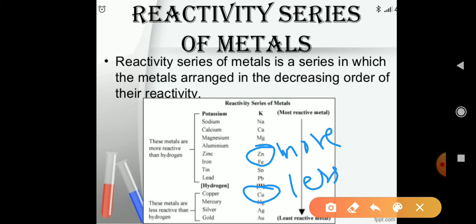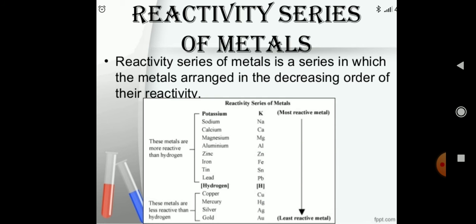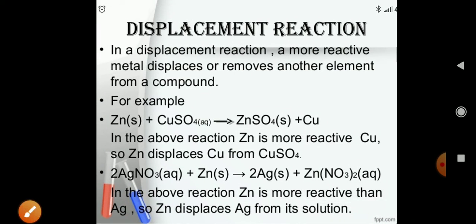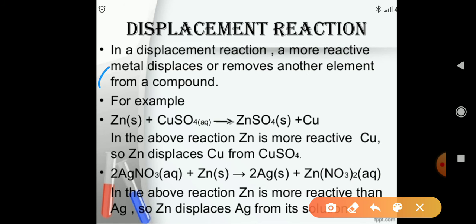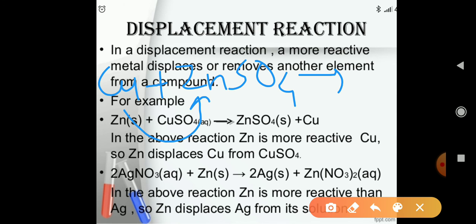Zinc displaces copper. But if we write the same reaction like this, suppose we take copper plus zinc sulfate, then this reaction cannot take place. Copper does not displace zinc because copper is less reactive than zinc. So this reaction does not take place. So only a more reactive metal displaces a less reactive metal. So this is about the displacement reaction.